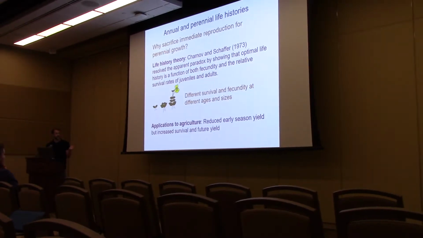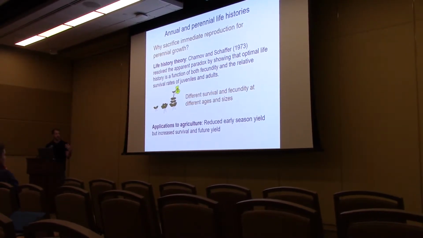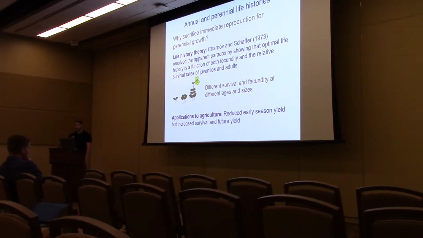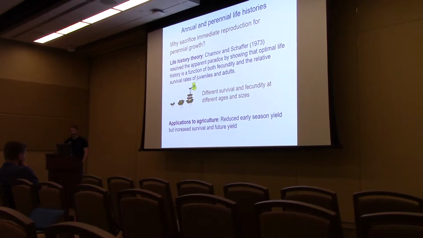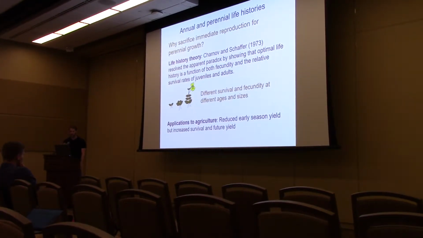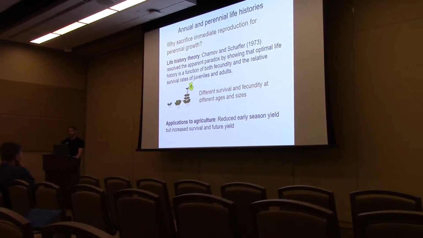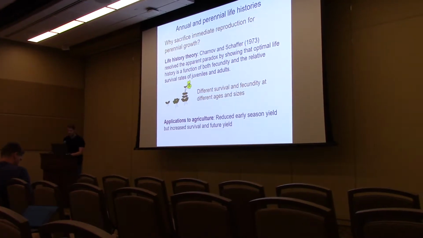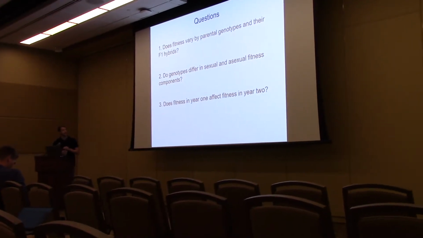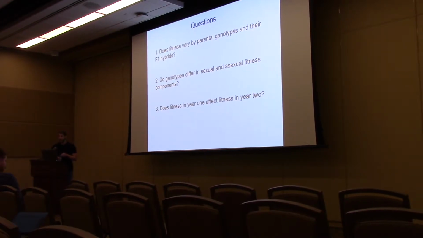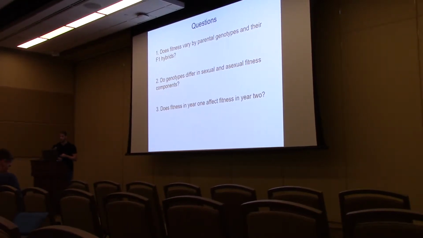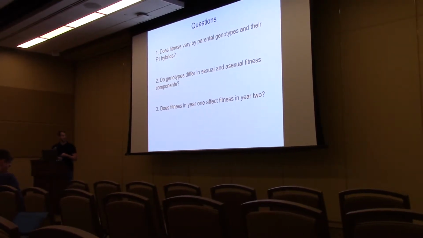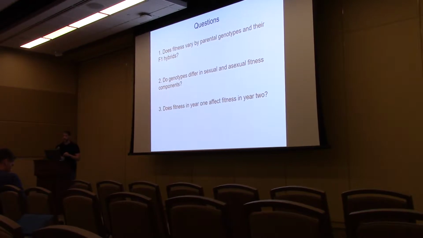And I think a big question, if you're interacting with land users and farmers, is how do you convince individuals that reduced early season yield is beneficial in the long term? So to increase things like survival in future years, or future yield within that first year, but also subsequent years after that. And so today I'm going to address three questions. Does fitness vary by parental genotypes and their F1 hybrids? Do genotypes differ in sexual and asexual components of fitness? And does fitness in year 1 affect fitness in year 2?